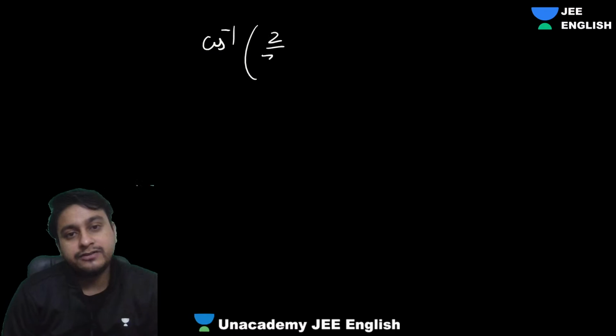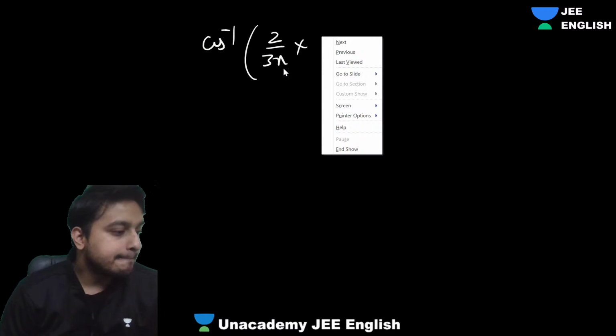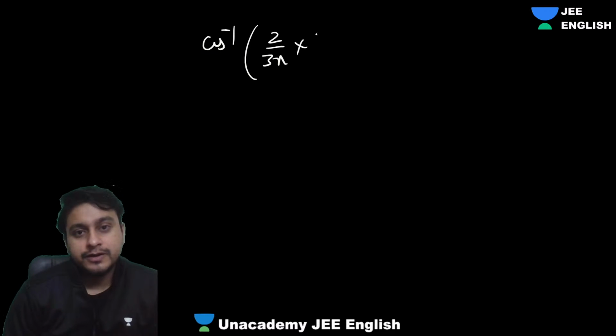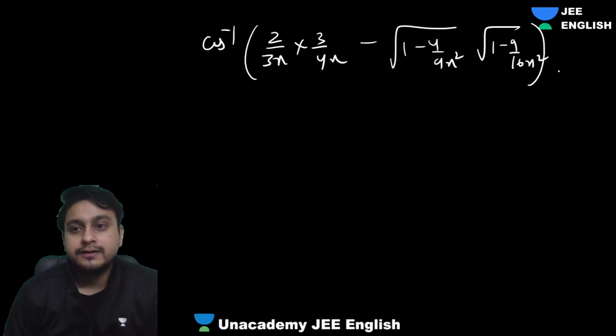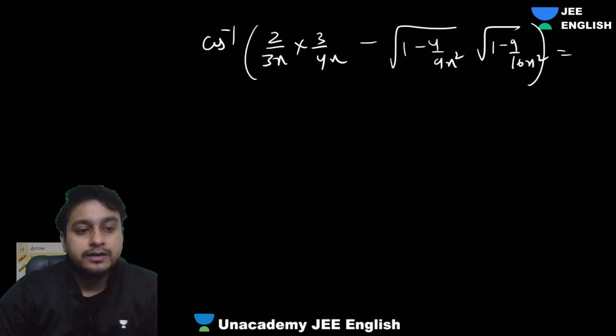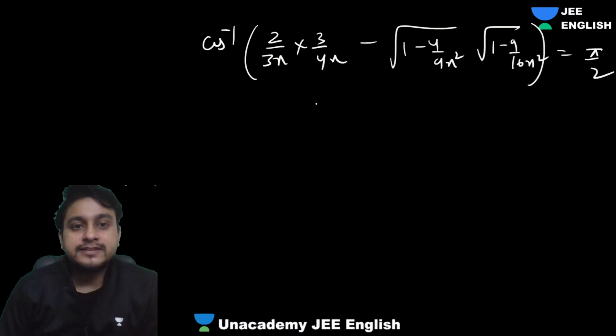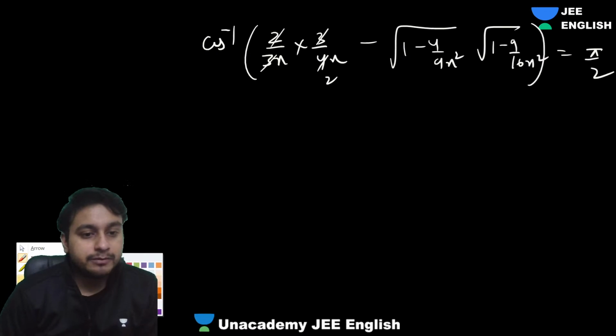Cos inverse of xy, that will be 2 by 3x into, what did we have in the question? We had 3 by 4, right? Yes. Into 3 by 4x minus under root of 1 minus 4 by 9x square into root of 1 minus 9 by 16x square. And that is given as what, guys? Pi by 2. Okay. That will go to the side. Cos pi by 2 will be 0. Simple. So from there we'll get, guys, just cancel this. What we'll get? We'll get a quadratic. Great.